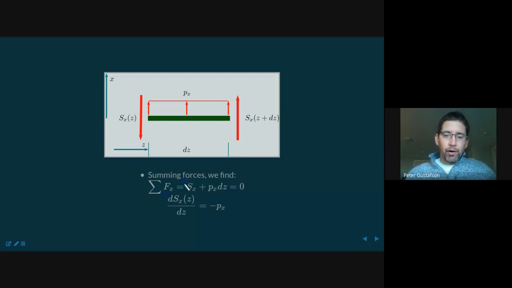And for some reason, as I converted from my older format, we're missing a term in this equation. I will correct that and then, of course, upload these into the electronic course pack again later in the day. But this is the same thing. So we had Sx at z plus dz, and then minus Sx at z plus Px dz is equal to 0. So all of that should live in there. And then, of course, when we divide by dz, this just becomes the derivative. dSx/dz is equal to minus Px.